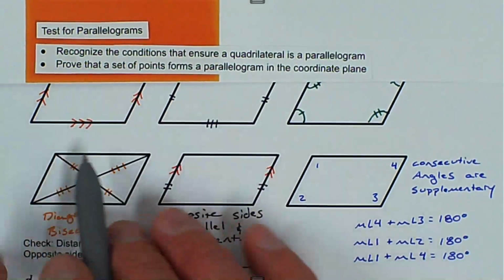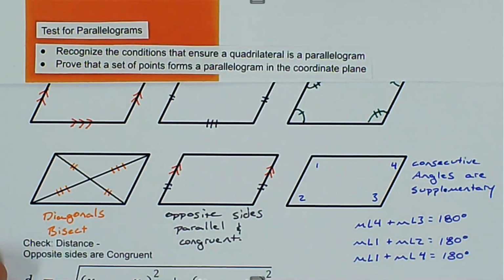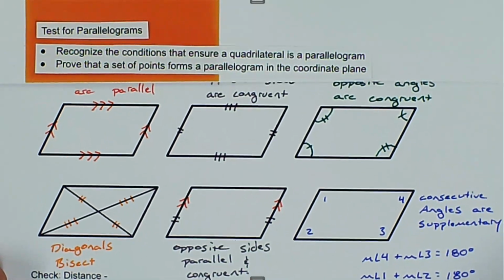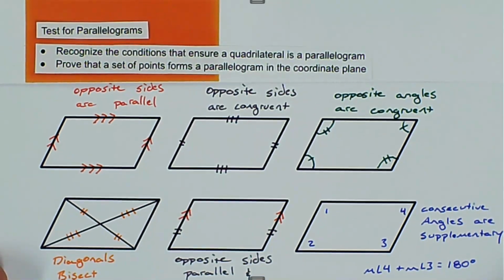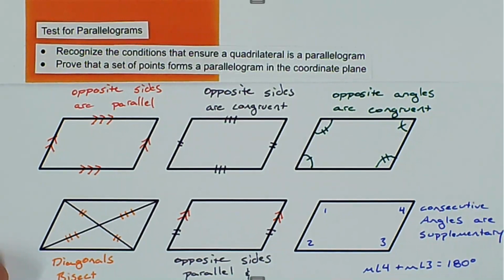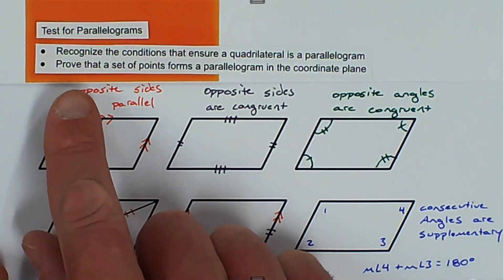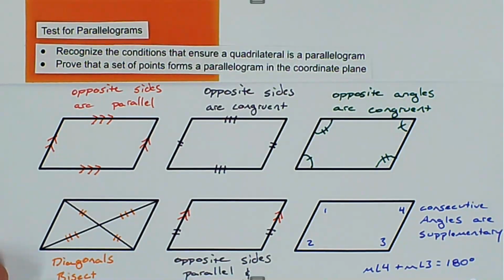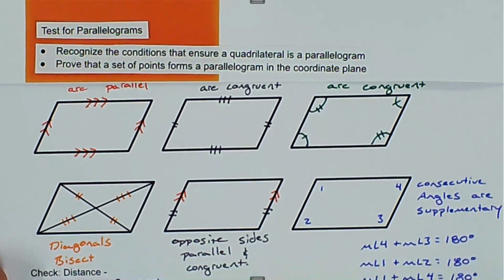So these would be 6 examples of how we could recognize the conditions that ensure a quadrilateral is a parallelogram. Those are the 6 conditions that would ensure that it is a parallelogram. The last objective: prove that a set of points forms a parallelogram in the coordinate plane.